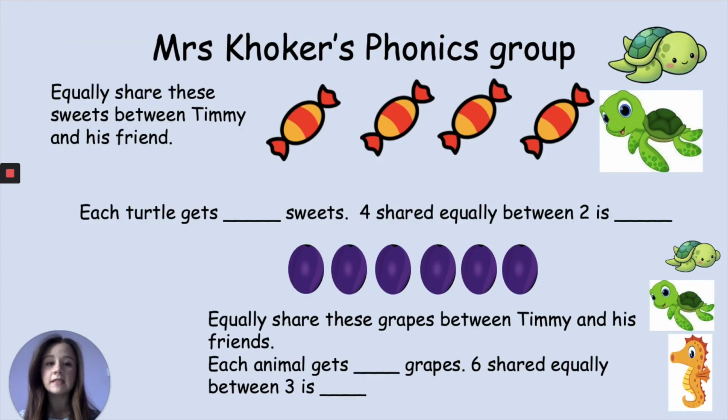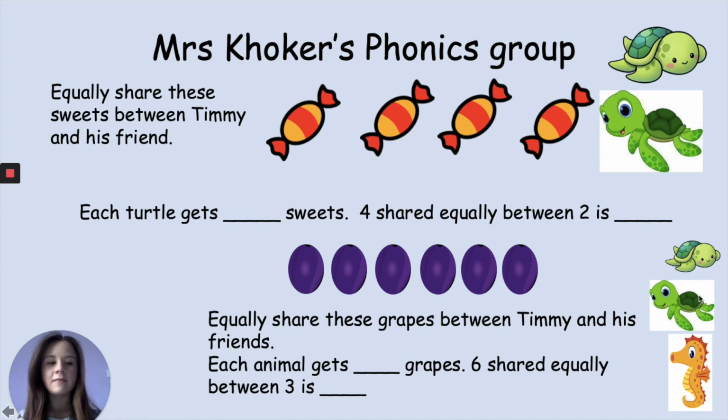Now, if you are Mrs. Coker's phonics group, this is your activity. Timmy and his friend have 4 sweets. Equally share these sweets between Timmy and his friend, and then complete the sentence. Each turtle gets something sweet. 4 shared equally between 2 is something.